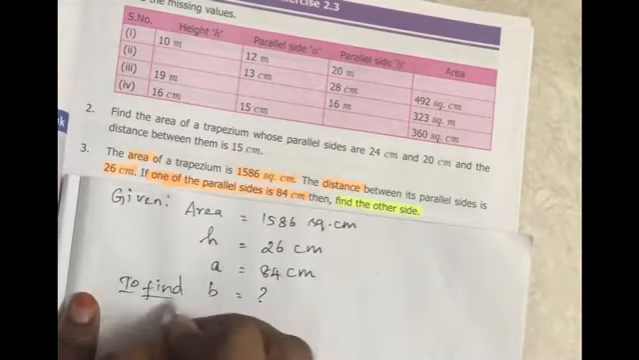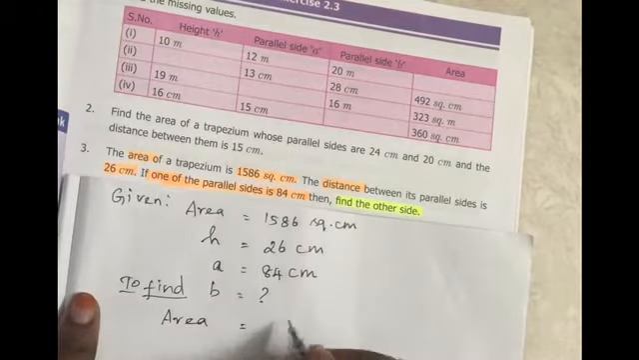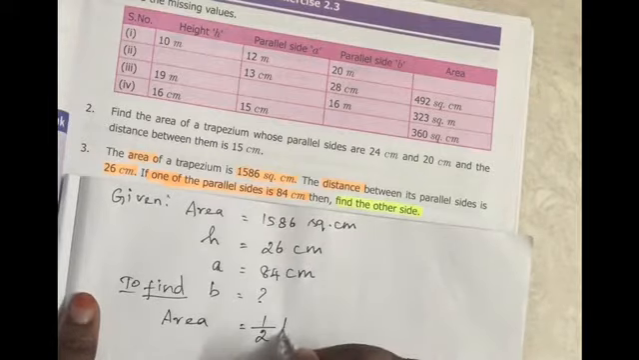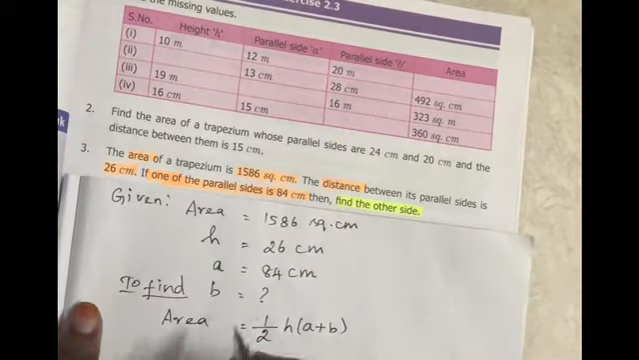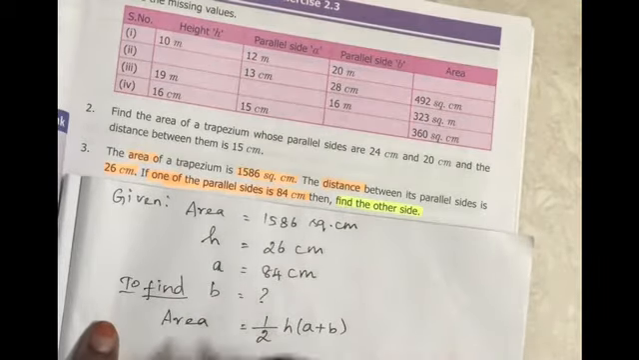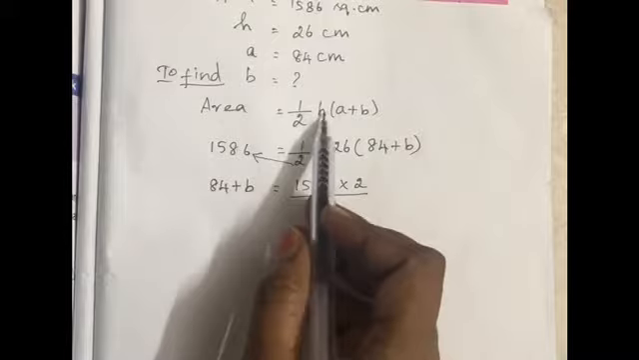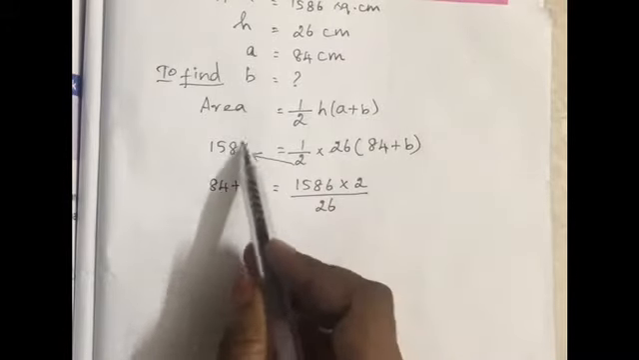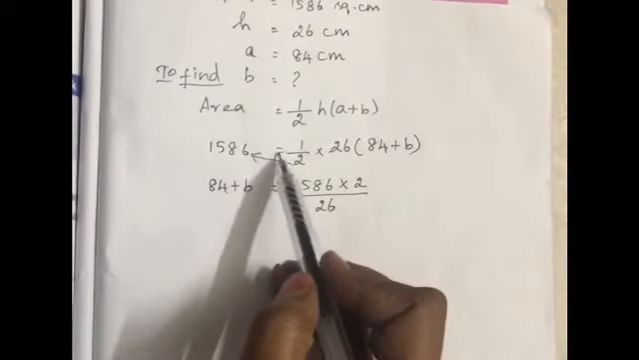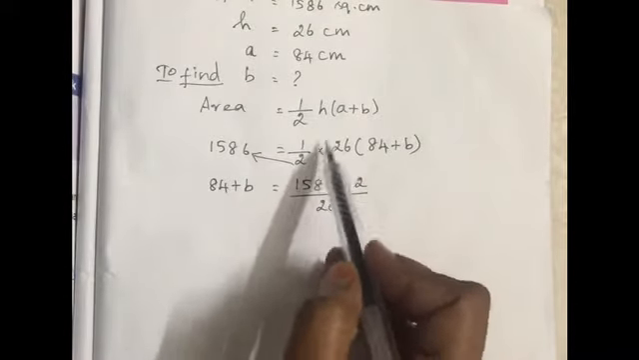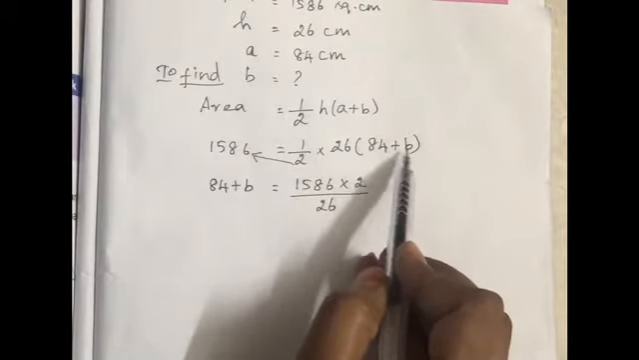Okay. So, what is the formula you know? Area is equal to half into H into A plus B. Okay. So, let us substitute the values here. Area is equal to half into H into A plus B. I am substituting the values here. 1586 for area, that is equal to 1 by 2 into H is 26. So, A is 84, 84 plus B.